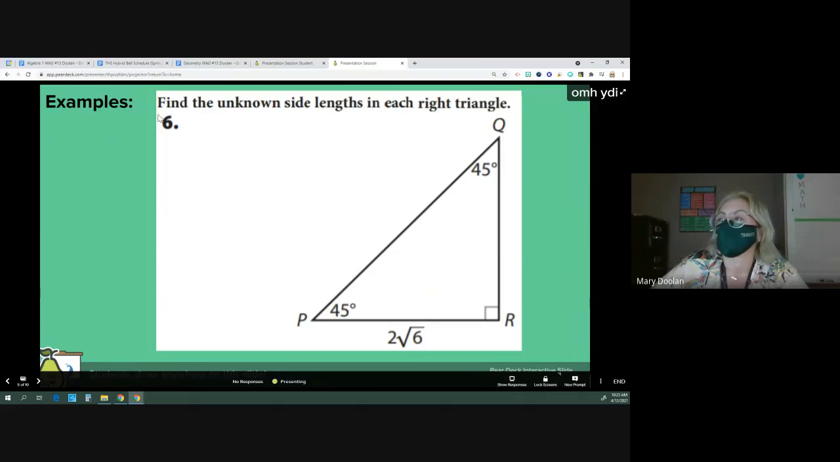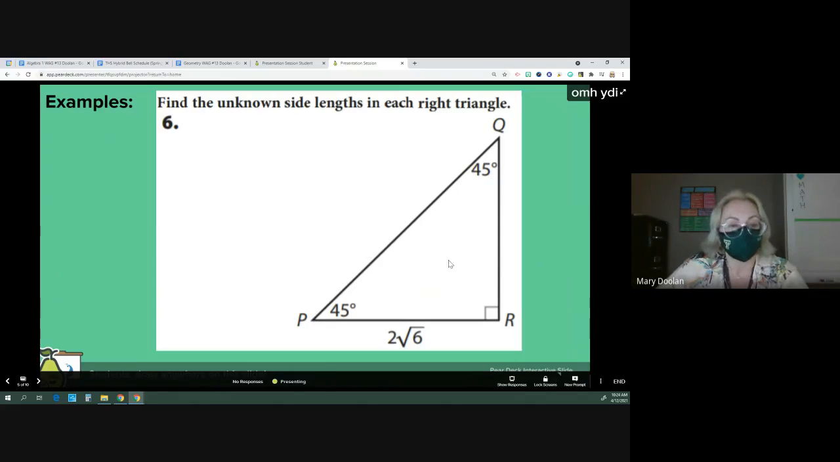So for this example, it says find the unknown side lengths in each triangle. Well, there's only one triangle right here because I clipped this out of something else, so there's more problems. But we're just looking at this problem right here, which is from 13.3. It's number 6 in there. You could find it. But we're going to do this one together.